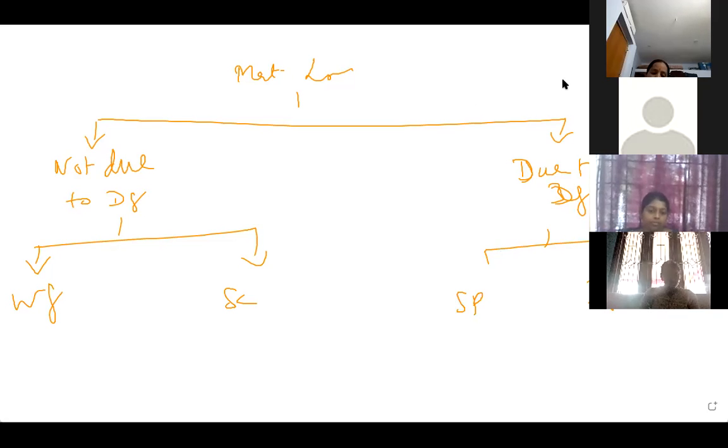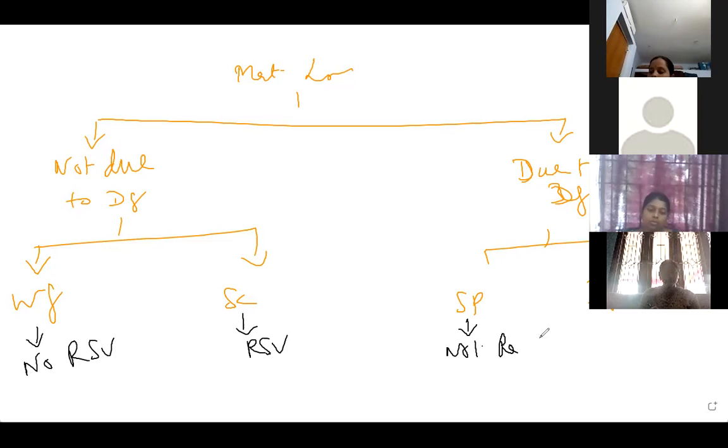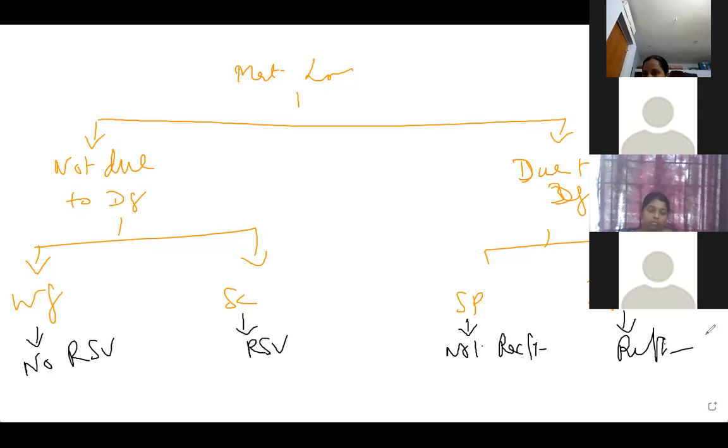Are you able to follow? Wastage means no resale value. Scrap has some resale value, scrap value only. Spoilage is not rectifiable, not possible to rectify. Whereas defective we can rectify. If it is possible to rectify, that is called defect. Otherwise it is called spoilage. So the material losses are wastage, scrap, spoilage, and defective.